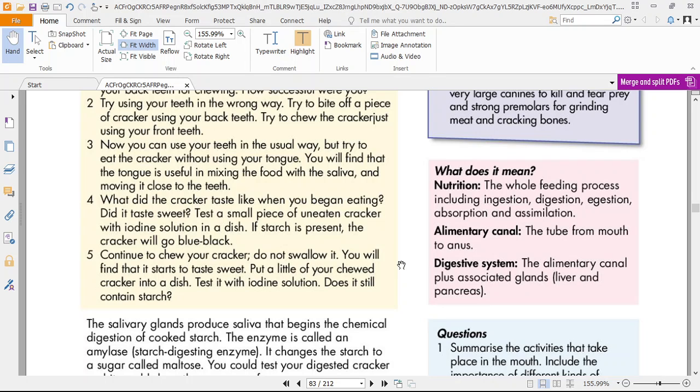The alimentary canal is basically the tube starting from the mouth that goes right down to your stomach, your small intestine, your large intestine, right to the anus. Now, the digestive system is basically the alimentary canal plus the associated glands such as the liver and pancreas. So these are the things here. I think I should have highlighted them in your notes. Pay attention to them, please.